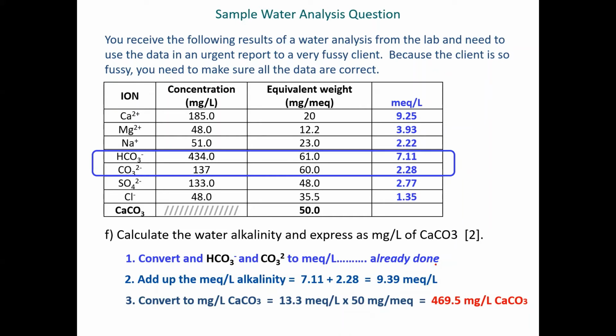469. So you can see you're getting different numbers for hardness and alkalinity. So if you get the same numbers, you've probably done something wrong. Okay, so just another little hint there. Because you are looking at different things. Hardness, magnesium, calcium, and alkalinity, the carbonate, bicarbonate. Okay?